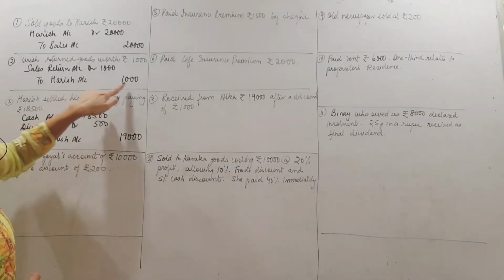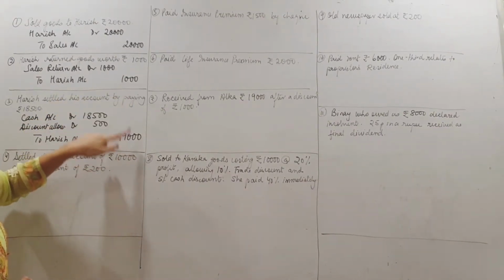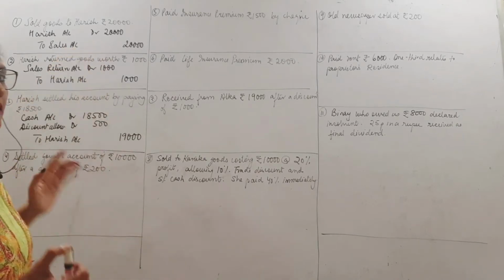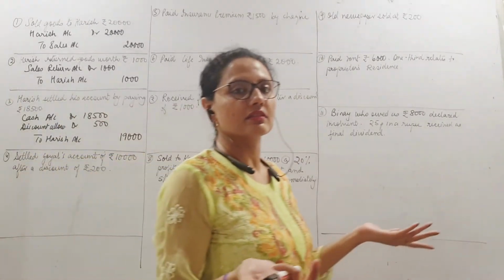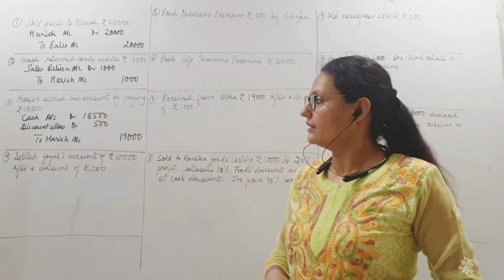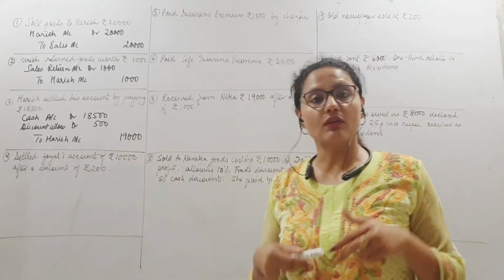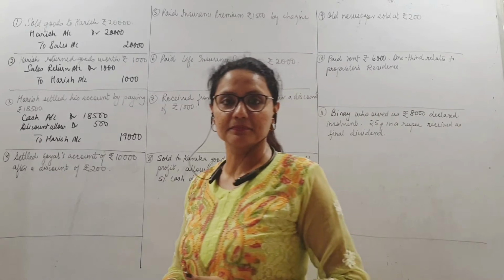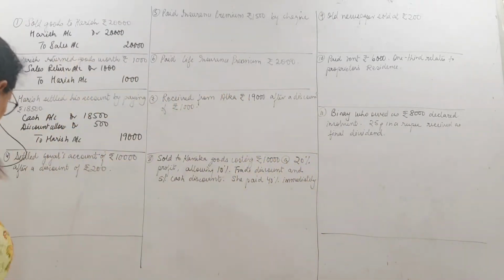So see, I credited Harish 1,000 here, 19,000 here. 20 credited, 20 debited. Harish's account is closed. He has paid me only 18,500. The remaining 500 is discount allowed, a loss for me, so I debit it. Correct. So this is how we pass the settled his account entries. Okay.